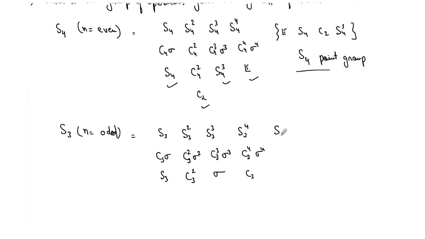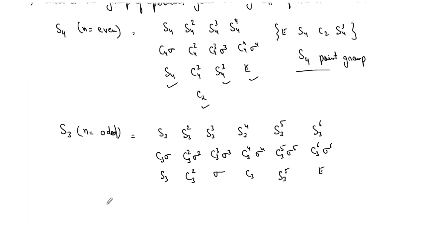So move further. This is C3 to the power 5 and sigma to the power 5. Nothing will go to E, so you are left with C3 square and sigma square. That would mean you have S3 5 back. S3 to the power 6: you have C3 to the power 6, sigma to the power 6, which is E. So after that, you don't need to generate more operations because that will give you S3 again.